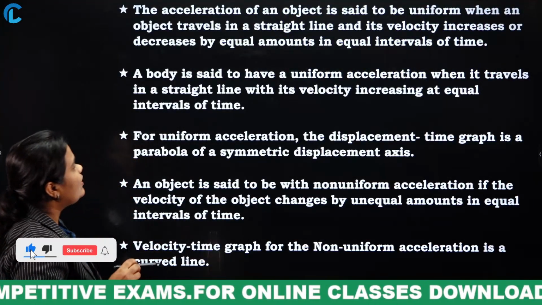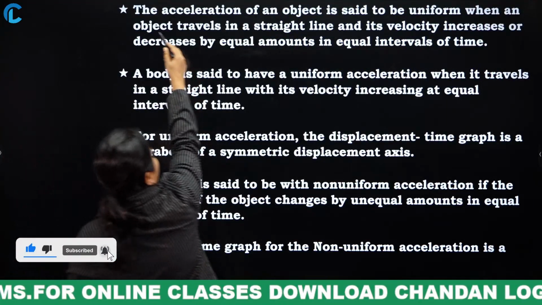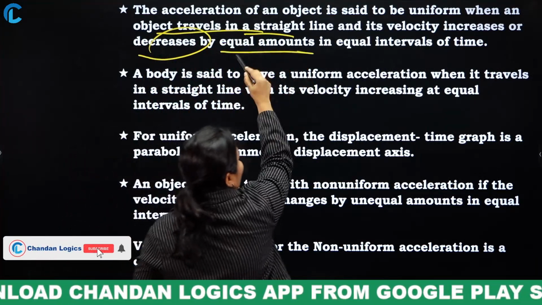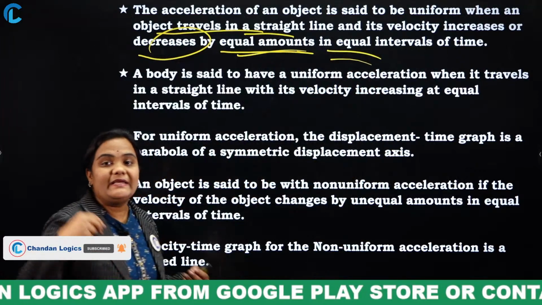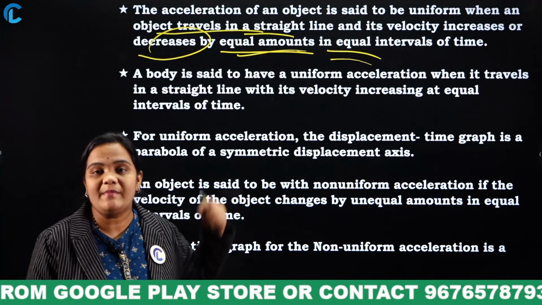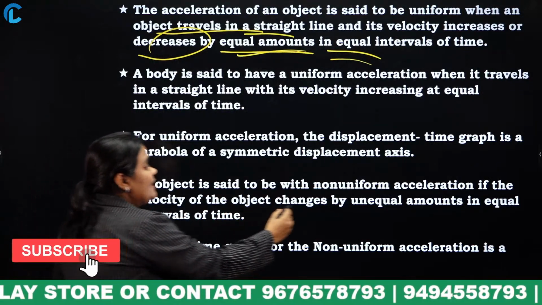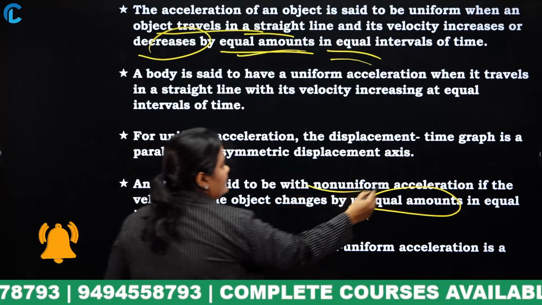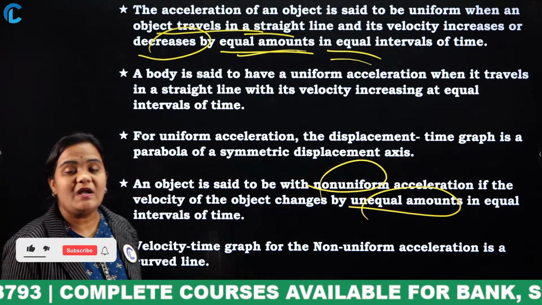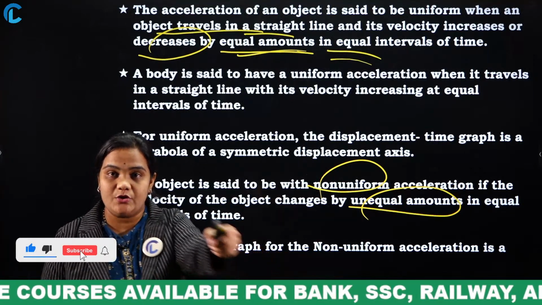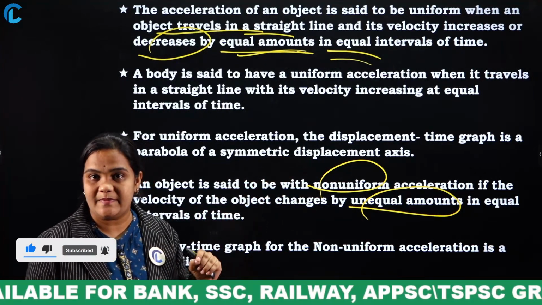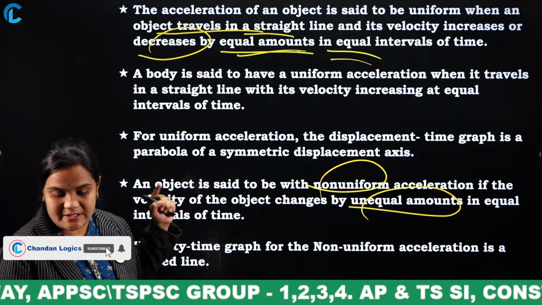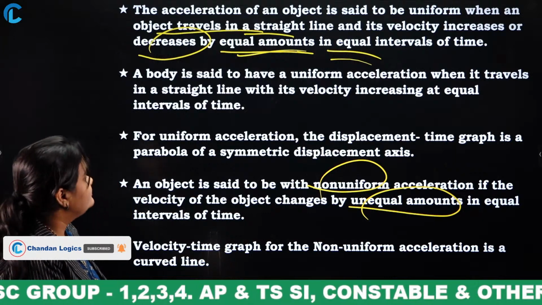The acceleration of an object is said to be uniform when an object travels in a straight line and its velocity increases or decreases by equal amounts in equal intervals of time. Equal amounts in equal intervals of time is uniform. Unequal amounts means non-uniform. Positive acceleration means the speed increases in a positive direction. If the speed decreases in a negative direction, we say it is negative acceleration. Clear? Let's move to the next question.